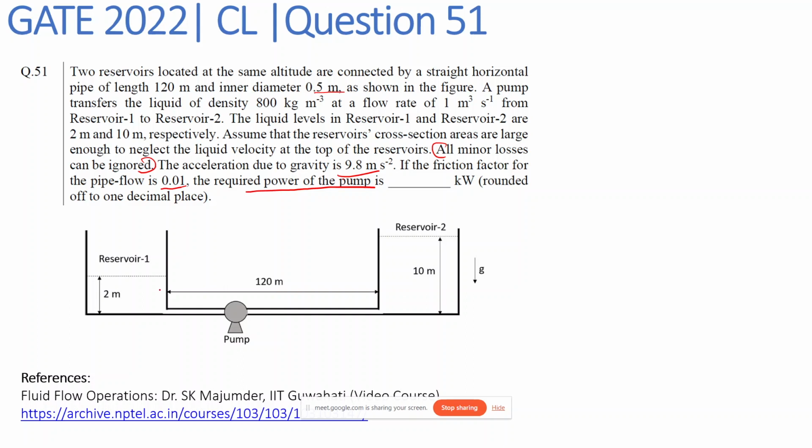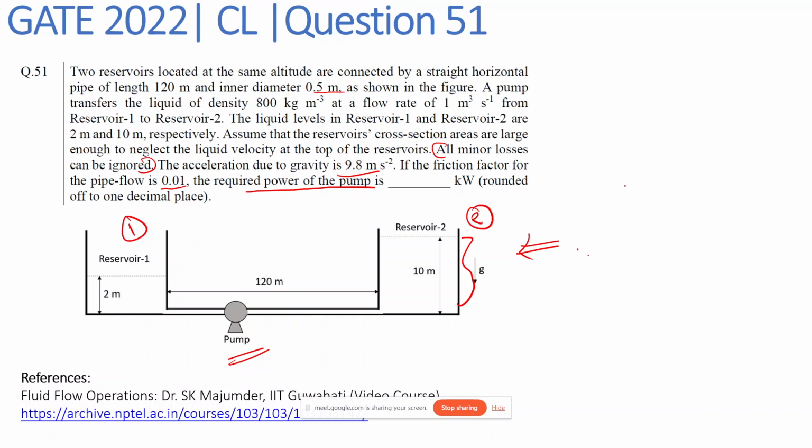So in this question, we have been provided this diagram, and the diagram has these two reservoirs, reservoir 1 and reservoir 2, and we are using a pump to transfer the fluid from reservoir 1 to reservoir 2. Reservoir 2 is filled up to a height of 10 meter, while reservoir 1 is filled up to a height of 2 meter, and the length of the pipe is 120 meter, and it has a uniform cross-section area. And for this given system, we have been asked to find the power required by the pump.